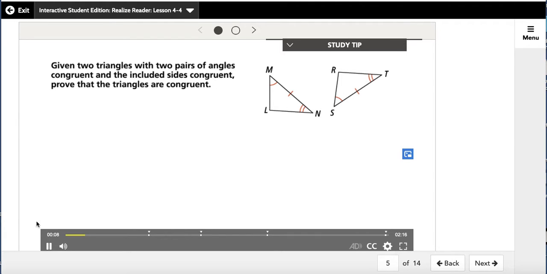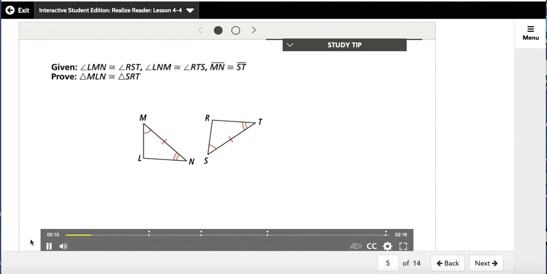triangles are congruent. From the information in the problem statement, we can write a formal proof statement. Given angle LMN is congruent to angle RST, angle LNM is congruent to angle RTS, and segment MN is congruent to segment ST. Prove triangle MLN is congruent to triangle SRT.